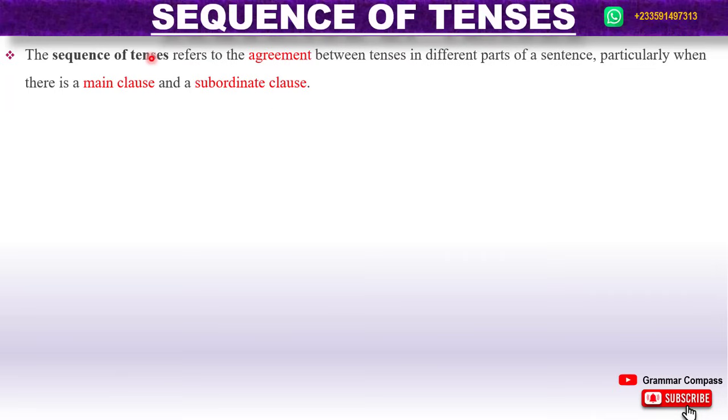So before we talk about sequence of tenses, there must be a main clause and a subordinate clause, so that we will have two verbs, and those two verbs must agree in terms of tense. That is what we mean by sequence of tenses. The tense in the main clause must agree with the tense in the subordinate clause. That's what we mean. So let's first talk about sequence of tenses in complex sentences.